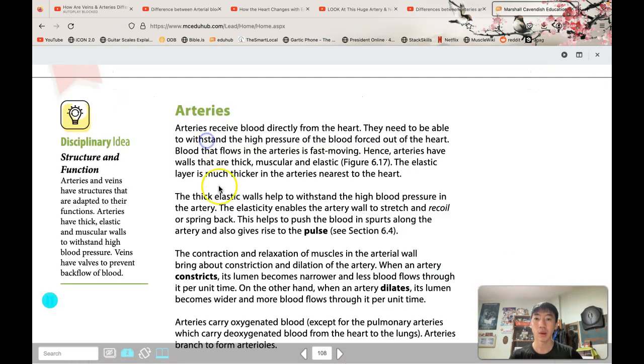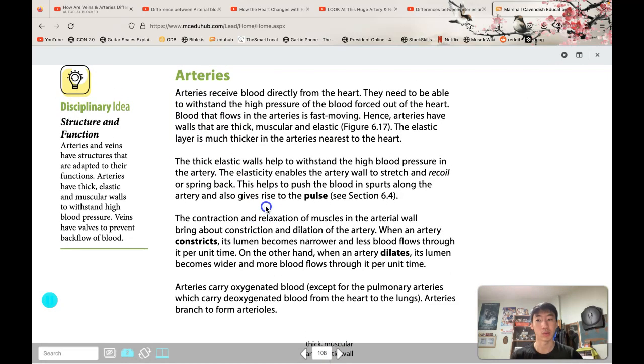Okay, let's talk about arteries in more detail. Each of these blood vessels is adapted towards its own function. For example, arteries receive blood directly from the heart. When the heart pumps, it creates a very high pressure. Basically, you can think of it as a big tsunami of blood moving into the arteries. And so they need to be able to withstand that high pressure of the blood forced out of the heart.